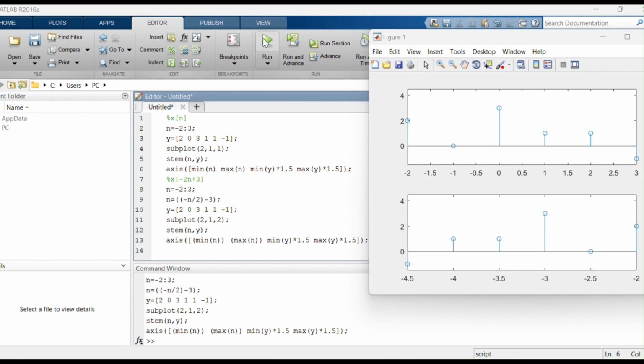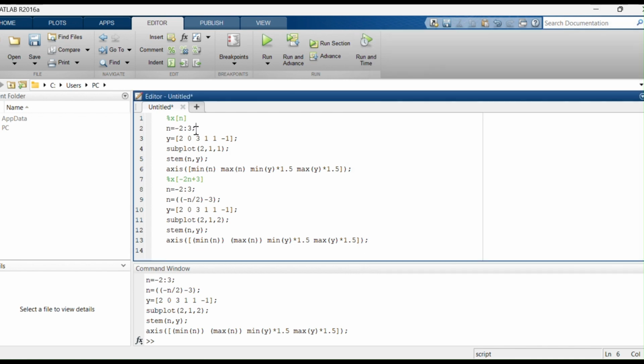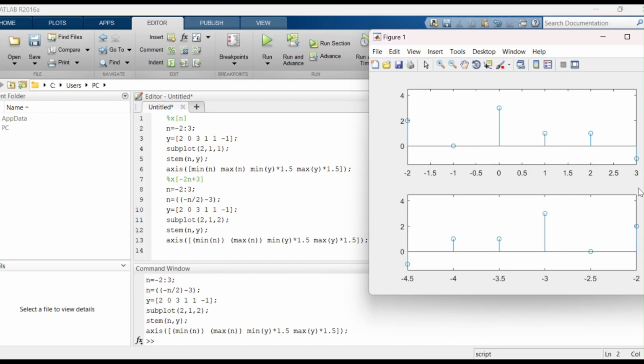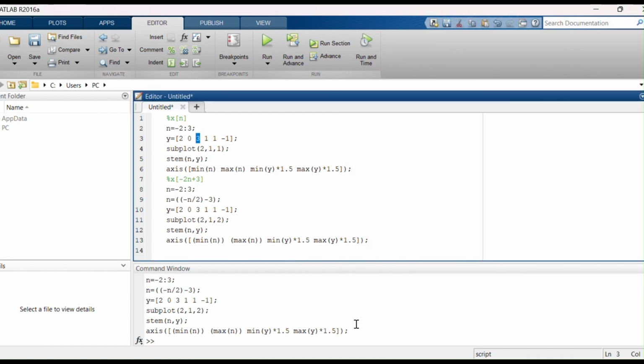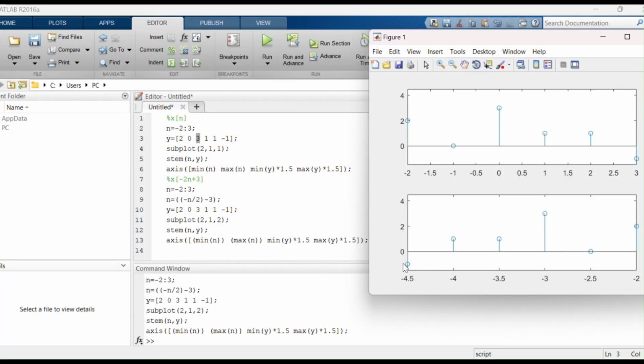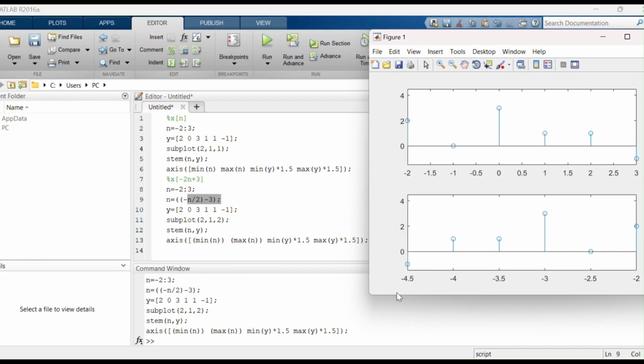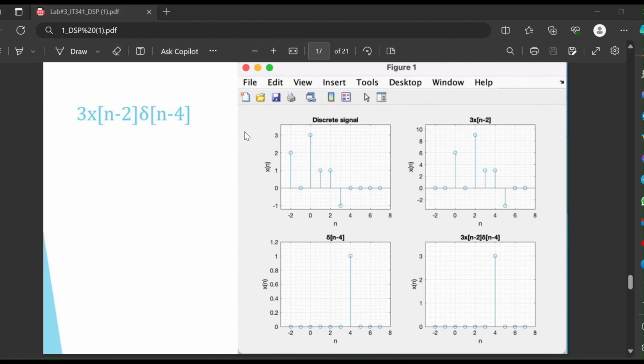Okay, so the minimum of n and maximum of n. Minimum of n over here from -2, this one, the x-axis. Okay, and the maximum, which is over here 3. Okay, and over here, after calculating the code, it will show that the -4.5 is the minimum and the -2 is the maximum. I hope you got it. Okay, now let's solve this one.